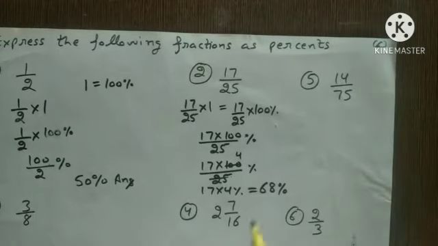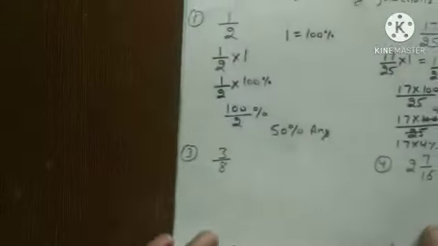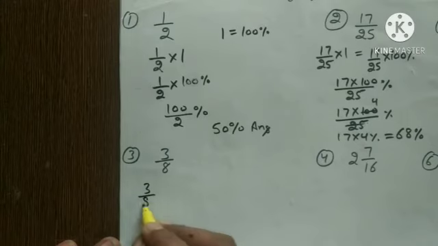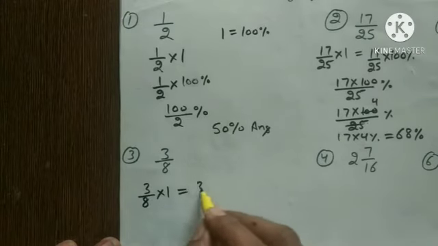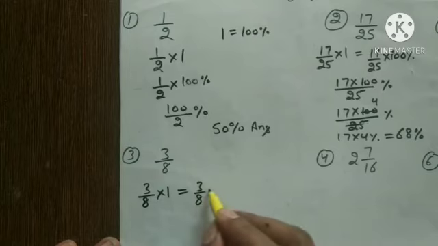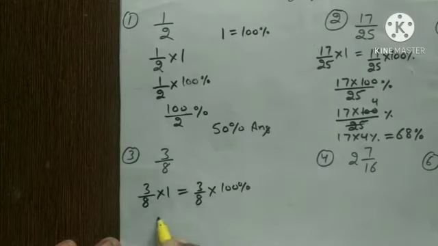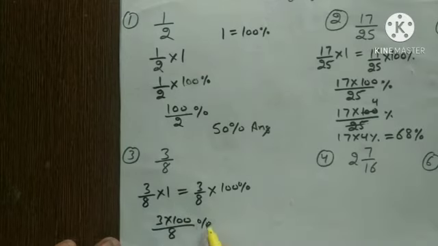Now we shall go for the third question, and the third question is 3 by 8. Now 3 by 8 can be written as 3 by 8 multiply 1. So 3 by 8, what is the meaning of 1? That is 100%. Right? Now 3 multiply 100 over 8, that is percent.